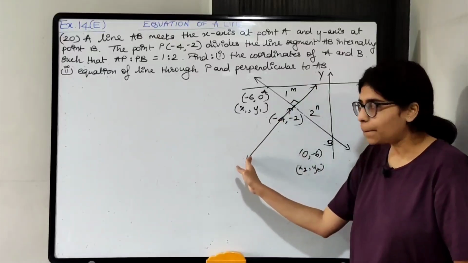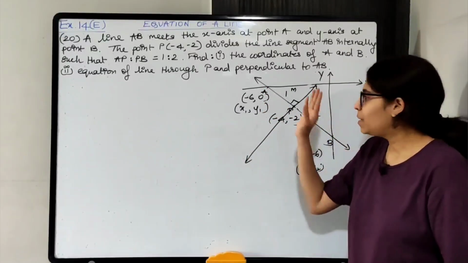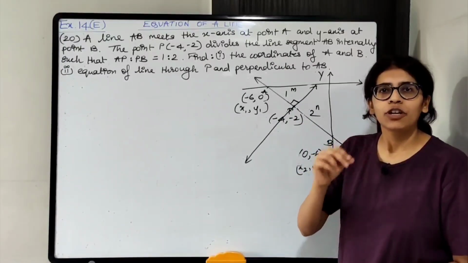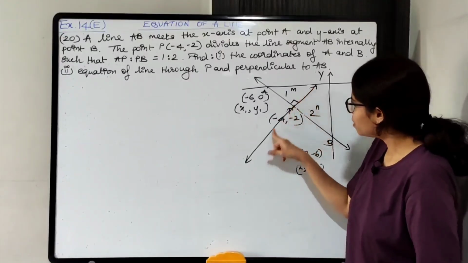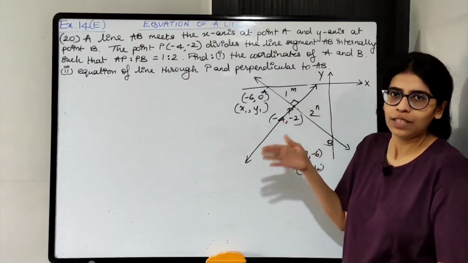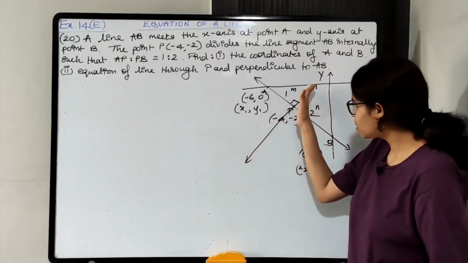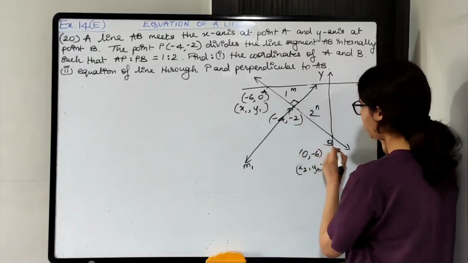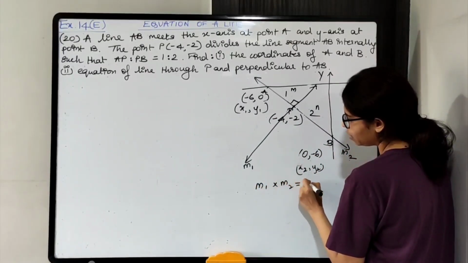Since this line is perpendicular to AB, I can relate the slopes of AB and this perpendicular line easily, because the product of the slopes will be equal to -1 for perpendicular lines. So slope of this perpendicular line into slope of AB will be equal to -1. If I find the slope of AB, I can easily find the slope of this perpendicular line. Let's say the slope of this line is m1 and the slope of AB is m2. m1 into m2 is equal to -1.